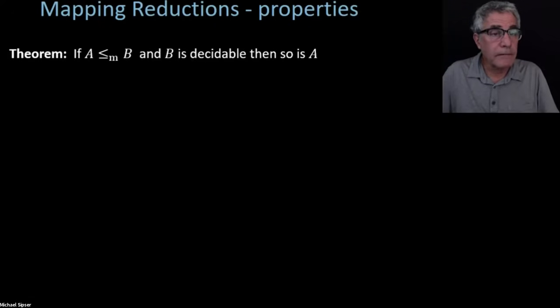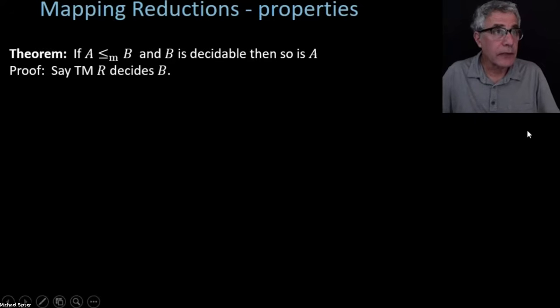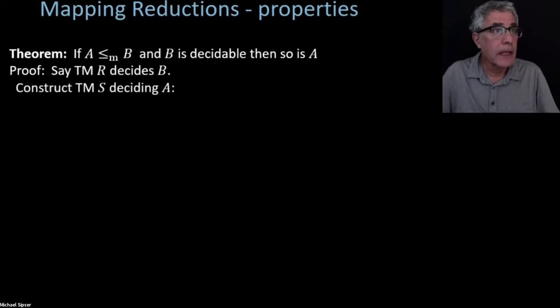These properties are really getting at what makes mapping reducibility fit with our understanding of what a reducibility should be. If A is mapping reducible to B and B is decidable, then so is A. That fits with what we want, because if A is reducible to B and B is easy, then A is easy. Here easy means decidable. And here's the proof. Let's take a Turing machine that decides B and construct a Turing machine that decides A, as claimed.